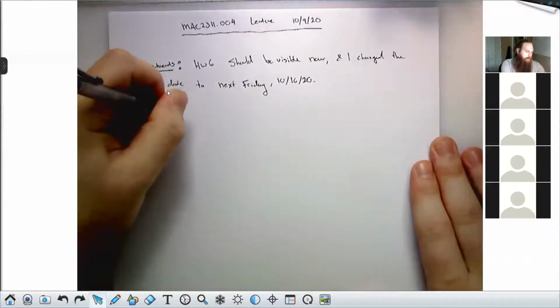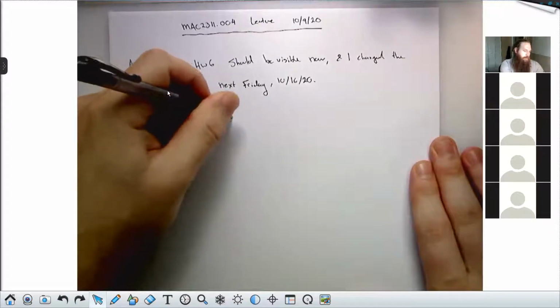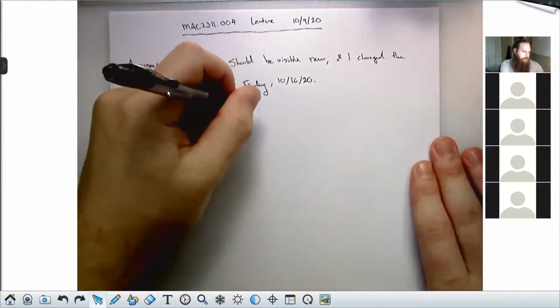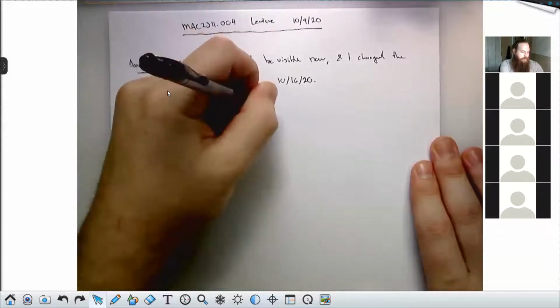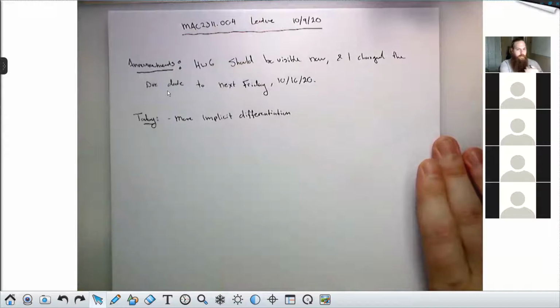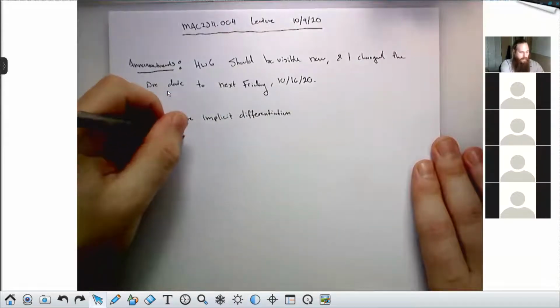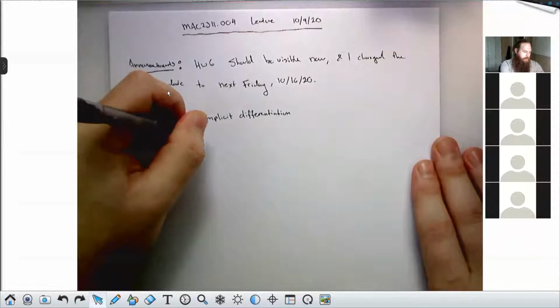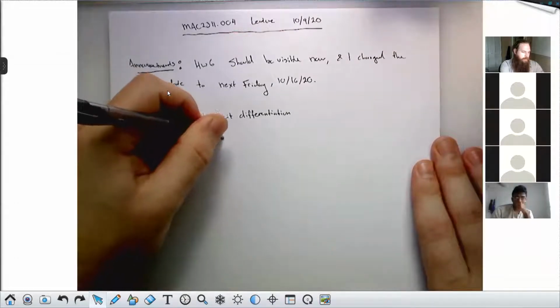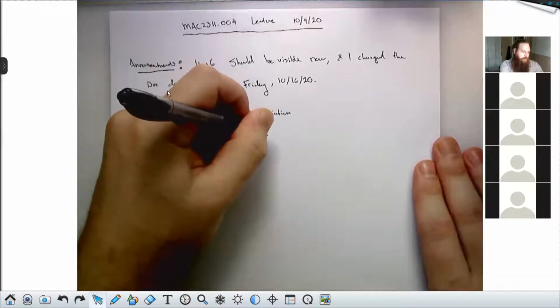We're going to do more implicit differentiation. Last time we introduced this and we saw that it's a consequence of the chain rule. But since we spent most of our time on Wednesday practicing with the chain rule, I wanted to get more practice with implicit differentiation. And then we're going to cook up derivatives of inverse trig functions.